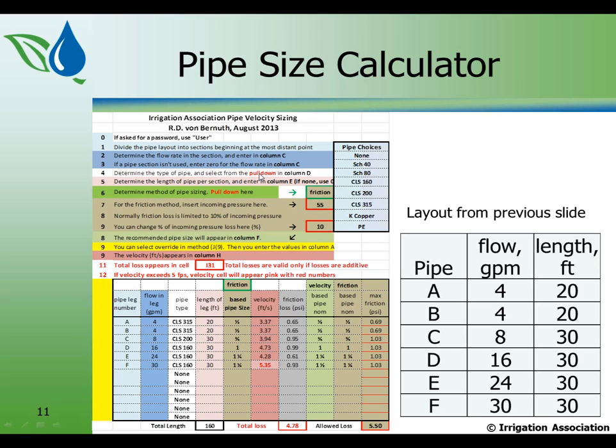Determine the type of pipe used, and that's from a pull down. And the pull down will be right here, and when I go live, I'll show you how to do that. And then the length of pipe, which we've already put in. Okay, so that's sort of a brief introduction. Here are the pipe choices that you have. First of all, none, which you see we have some choices down here. Schedule 40, Schedule 80, Class 160, Class 200, Class 315, K-copper, and polyethylene.